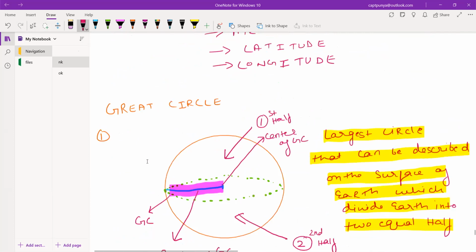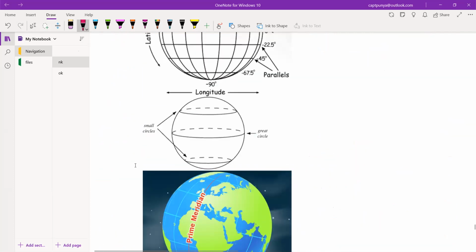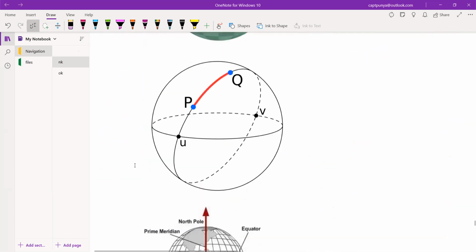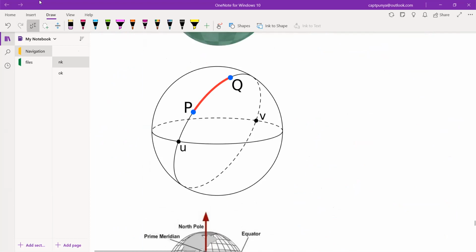Let me show you one diagram which will give you a better picture. Have a look here, guys. This picture is perfect to explain. Suppose you are flying from P to Q. This is your aircraft, and you are going from P to Q. My shortest distance will be this great circle distance. This is your GC distance from point P to Q.